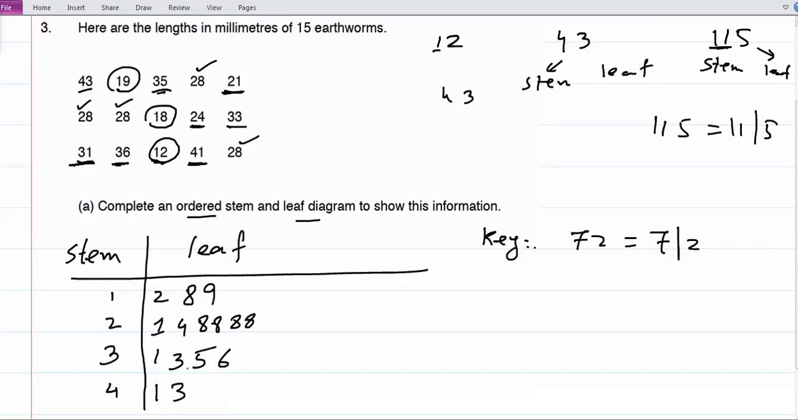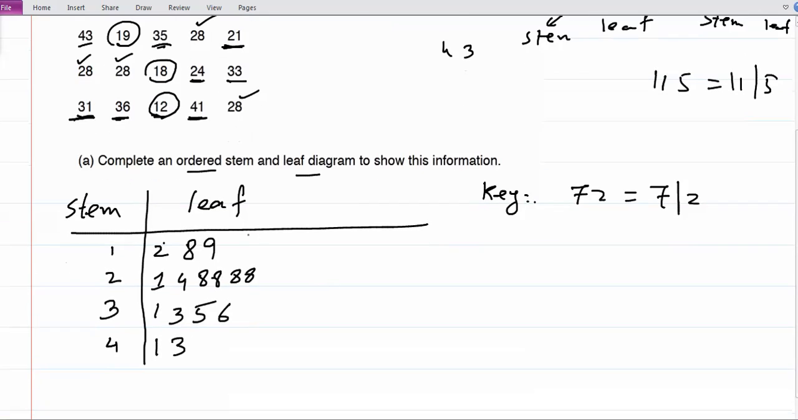Total values are 15, count them. 1, 2, 3, 4, 5, 6, 7, 8, 9, 10, 11, 12, 13, 14, 15. Yes, you wrote your stem and leaf diagram. Now in this question, if, for example, you are asked to write the mode: what is the mode of this data? The most repeated value.